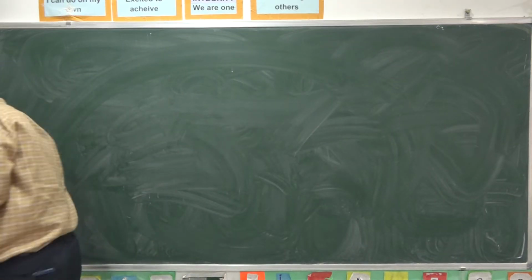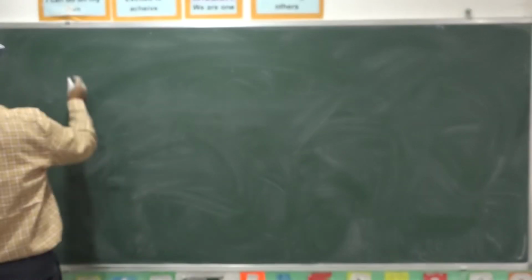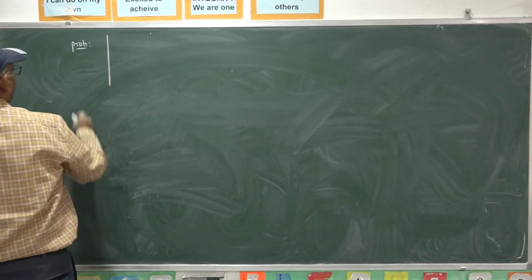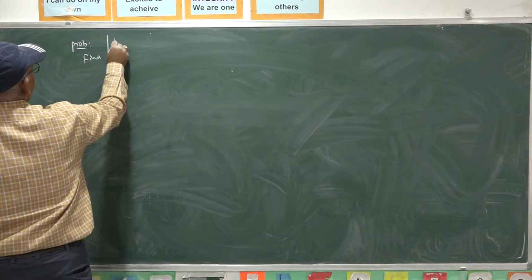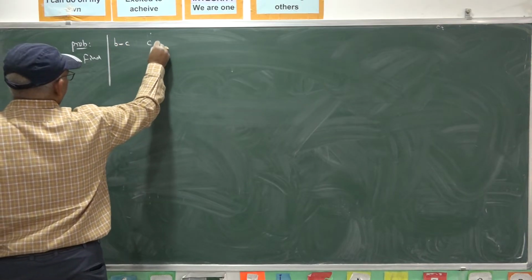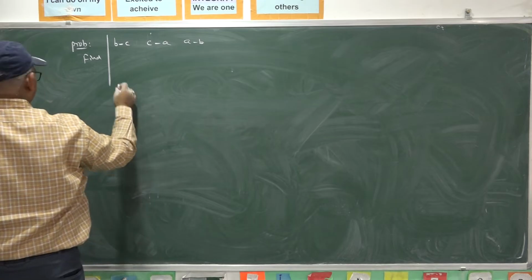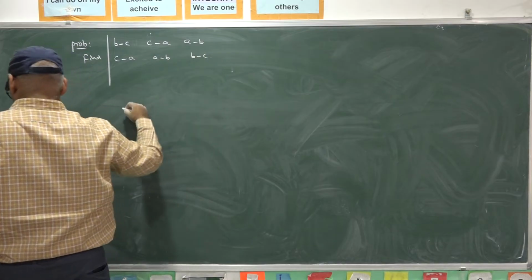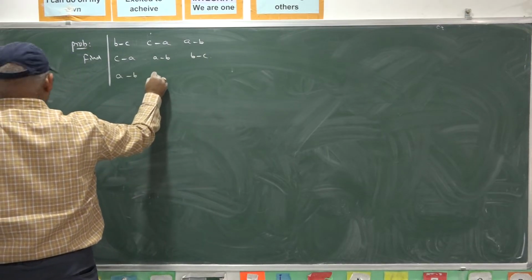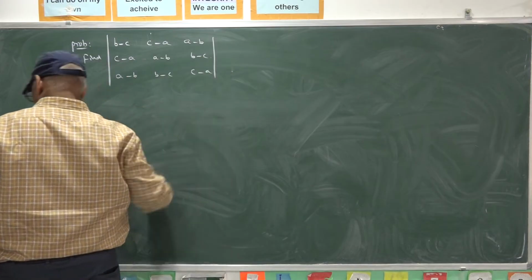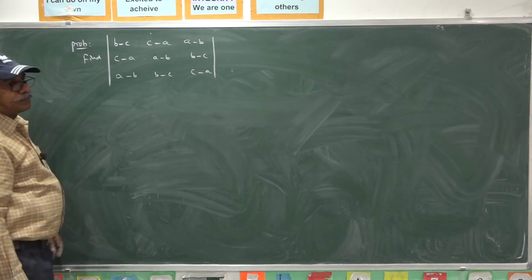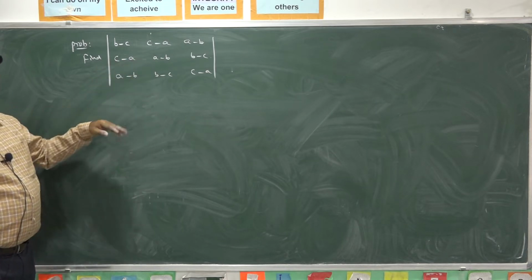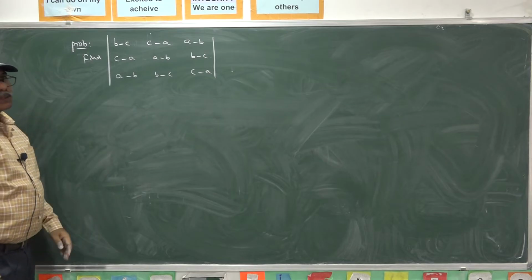Next problem. Find the value of the determinant with rows b minus c, c minus a, a minus b; c minus a, a minus b, b minus c; a minus b, b minus c, c minus a.